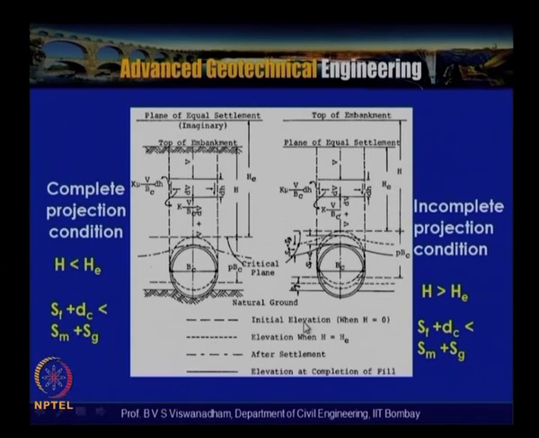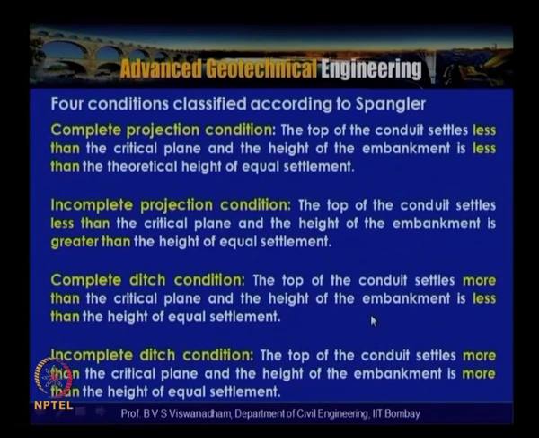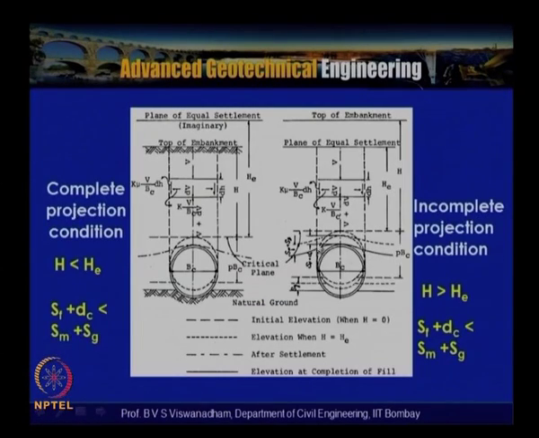Here, the initial elevation when H is equal to 0 is shown here, and the elevation when H is equal to He after settlement, and the elevation at completion of the fill, which is shown here. Incomplete projection condition means the top of the conduit settles less than the critical plane and the height of the embankment is greater than the height of equal settlement. That is what has been shown here.